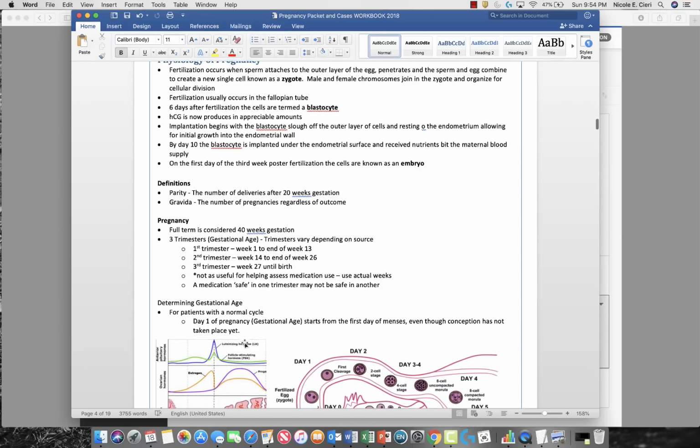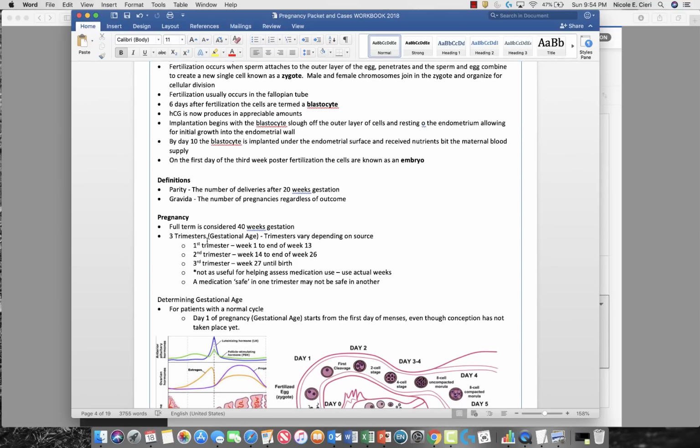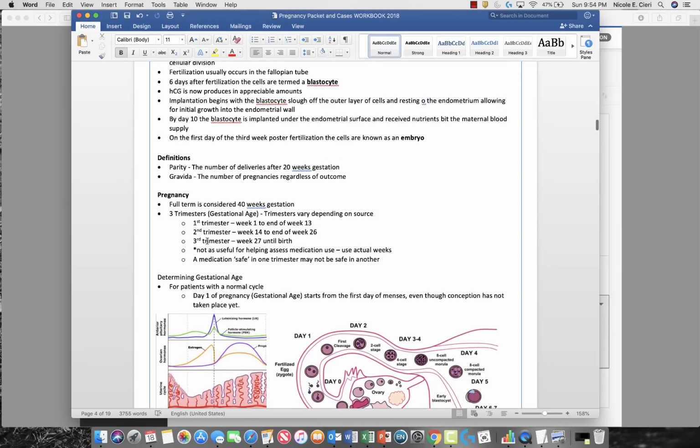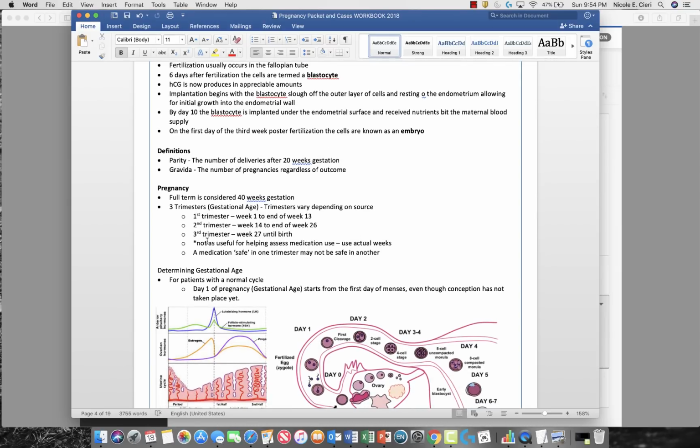Some of the definitions as a review: parity is the number of deliveries after 20 weeks gestation, and gravida is the number of pregnancies regardless of outcome. Full-term pregnancies are considered to be 40 weeks, which, as you'll note, is just a bit longer than 9 months. There are 3 trimesters, and they sometimes also define gestational age. Trimesters vary in the week cutoffs depending on the source, but usually we're looking at first, second, and third. First trimester is week 1 to the end of week 13, second, week 14 to 26, and third, week 27 until birth.